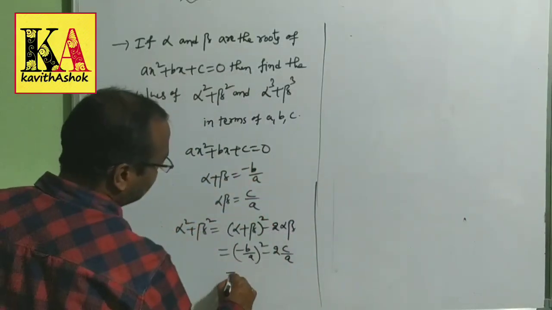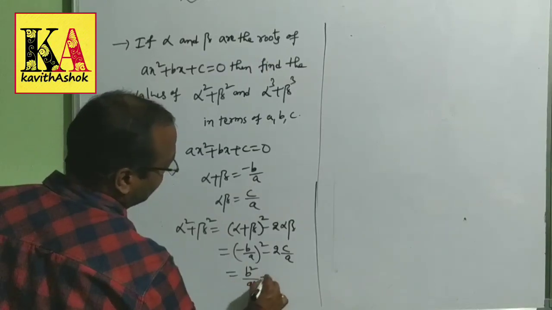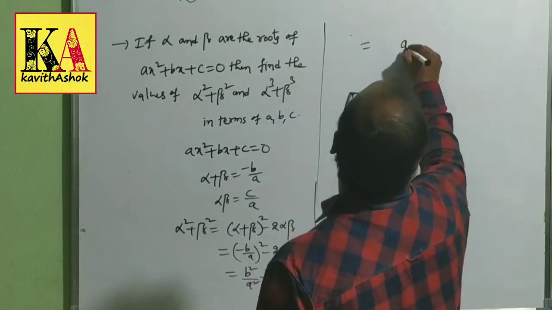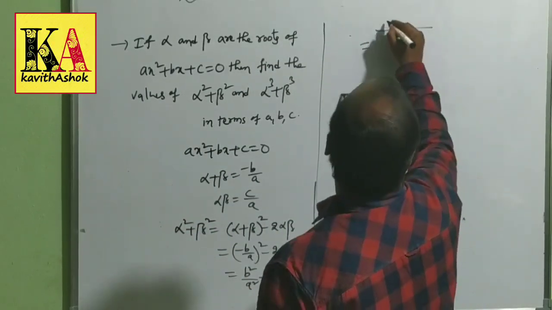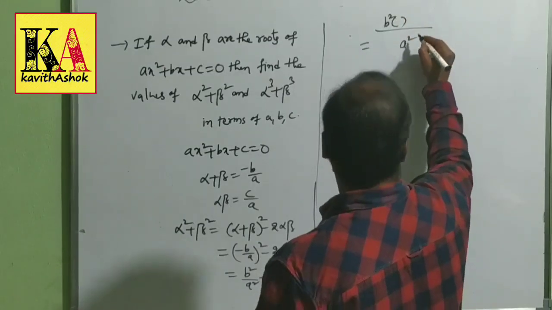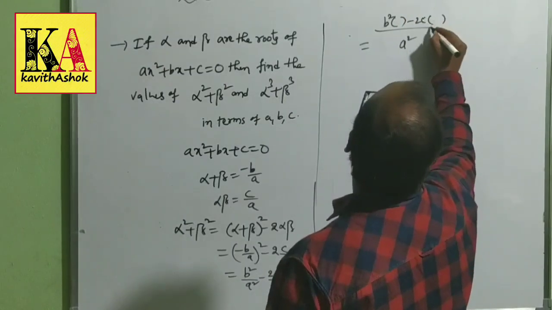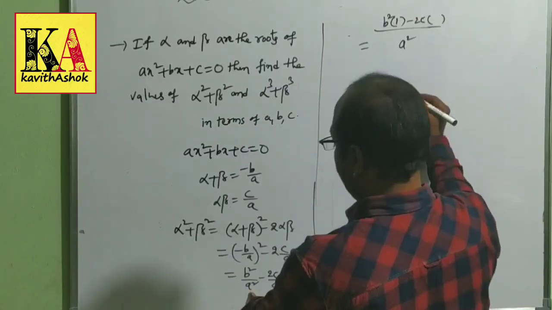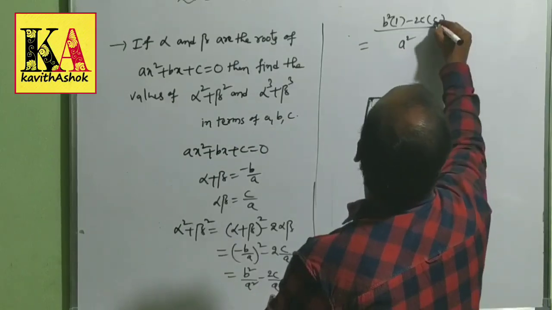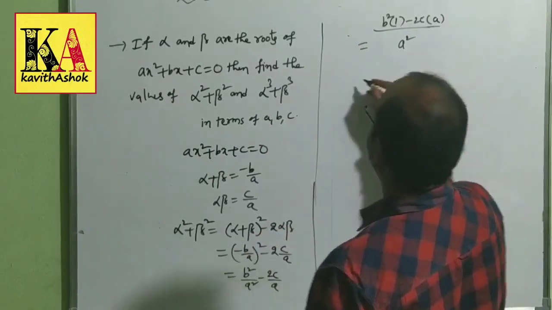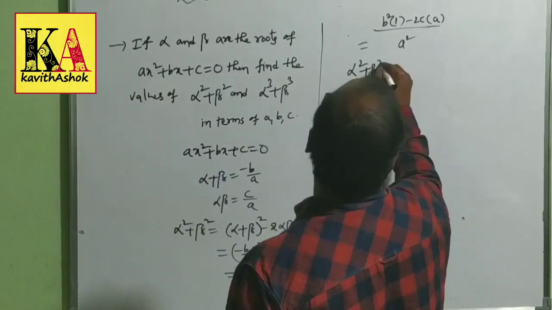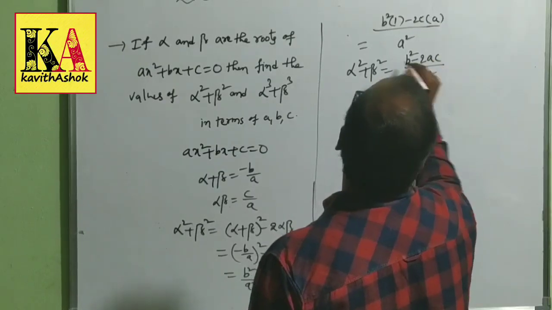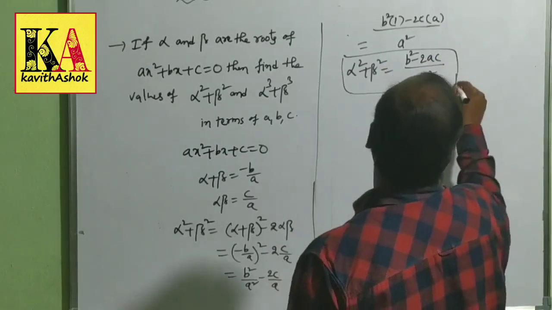Now this is b square by a square minus 2c by a. The LCM will be a square. So then this is b square, minus 2c into a. Here a square is already there; a square stays a square if you multiply with 1. Here a is there, here a square is there, so if you multiply with a, we can get this one. So finally, alpha square plus beta square is equal to b square minus 2ac by a square. Like this we can calculate the alpha square plus beta square value.